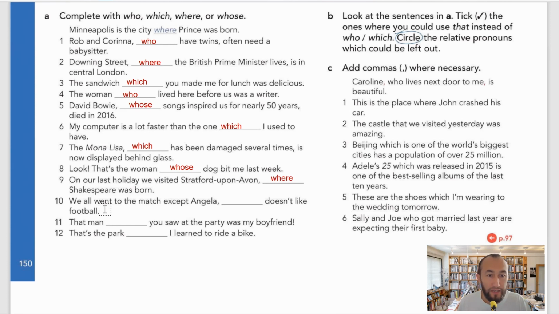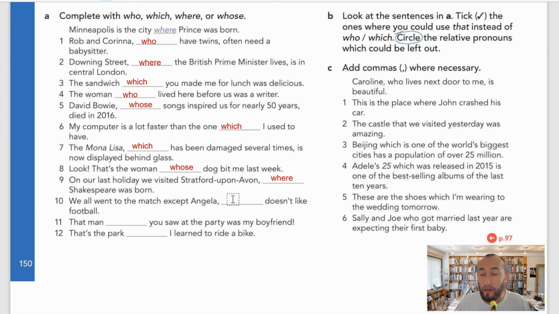All right. Number 10, we all went to the match except Angela. Okay, except Angela. So the relative clause is talking about Angela, who is a girl or human. So we're going to write who, because doesn't like is the verb. There's a comma and there's a verb. So if there's a comma and there's a verb, then you must have a subject here.